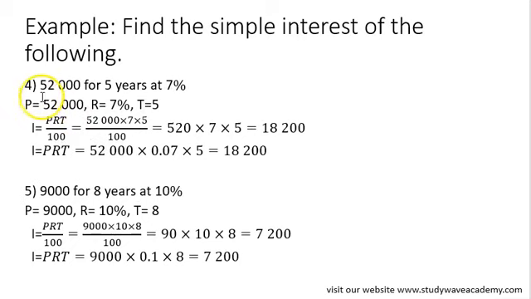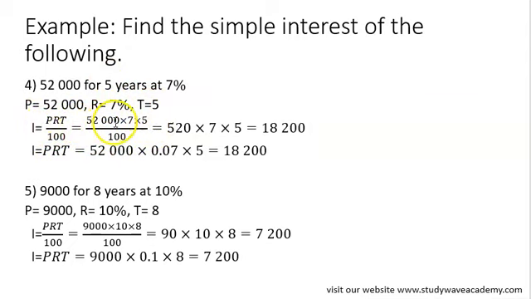Okay, so we're going to move over to another example to help us understand better. We have number 4 here, 52,000 for 5 years at 7%. So what are we going to do? We are going to write out our formula, then input our numbers. The P stands for 52,000, R stands for 7%, and T stands for the 5 years, right? So we input our numbers here.